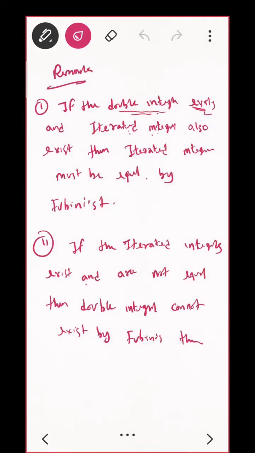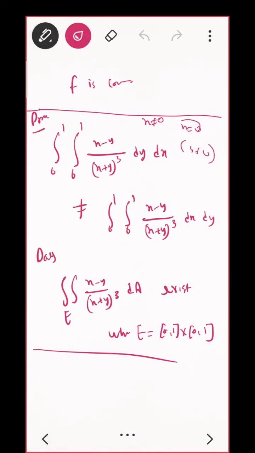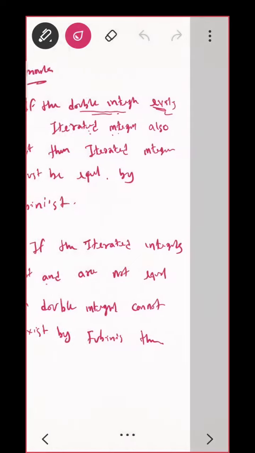Let me start. What is the question? Integration 0 to 1, integration also 0 to 1. Integration of x minus y upon x plus y the whole cube dy dx is not equal to integration dx dy. Correct? So let us start.